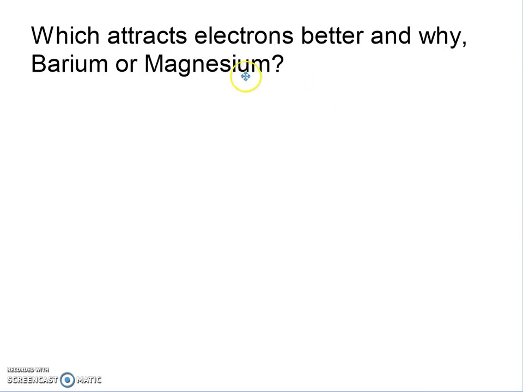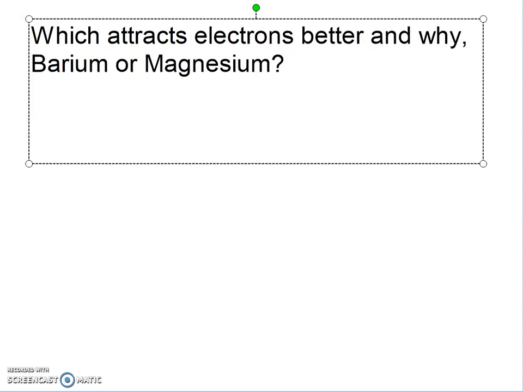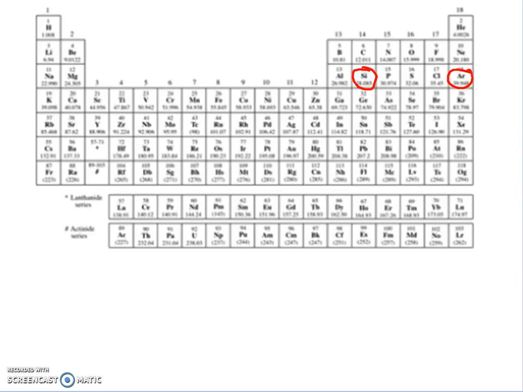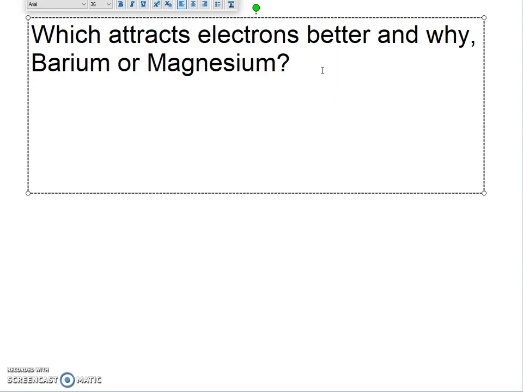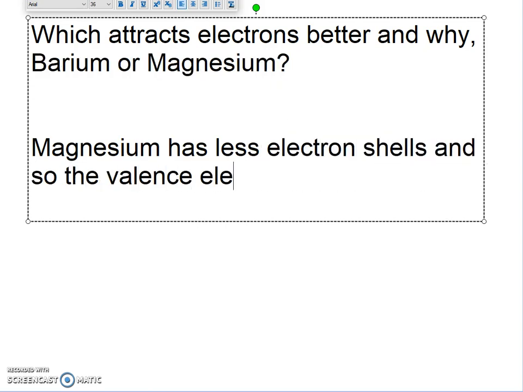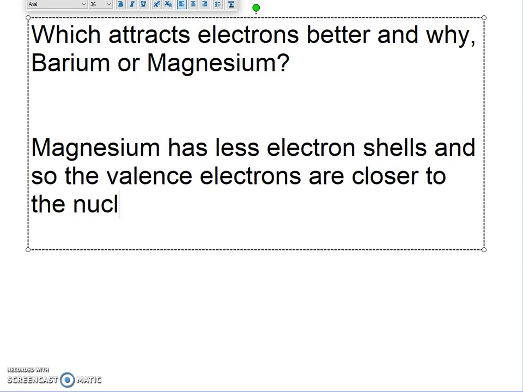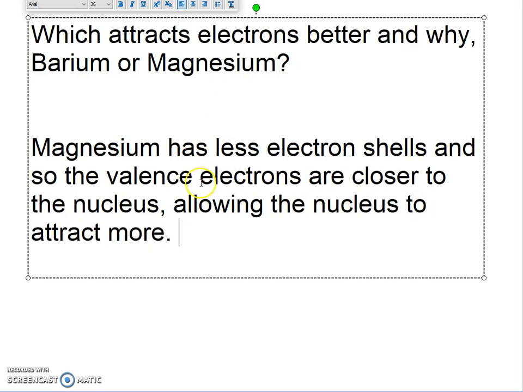Okay, we got like 30 seconds, then I run out of time. I can only do 15 minutes. Which attracts electrons better and why? Barium and magnesium. So barium is right here, and magnesium's right here. So these have different protons and different electron shells, but the electron shells are more important, and so we're going to use that in our explanation. So magnesium has less electron shells, and so the valence electrons are closer to the nucleus, allowing the nucleus to attract more. Okay, and I'm out of time.